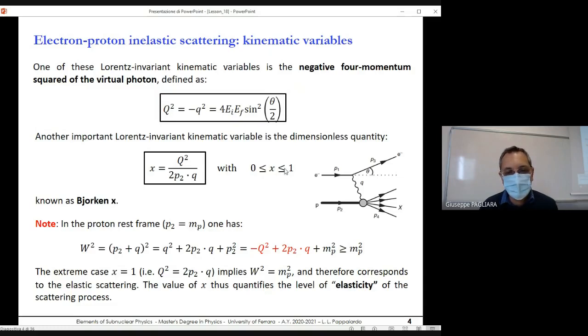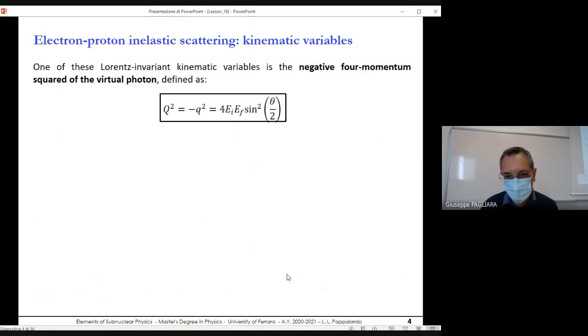And let's take the limit where X is equal to 1. Of course, X is equal to 1 when the numerator is equal to the denominator. So when Q squared is equal to 2P2 times Q, which is indeed this part in red. If we are sitting in this limit value of X, then this part in red drops. Of course, this is identically 0 in this limit, and W squared corresponds to the squared mass of the proton. So we are back to the elastic case, right?